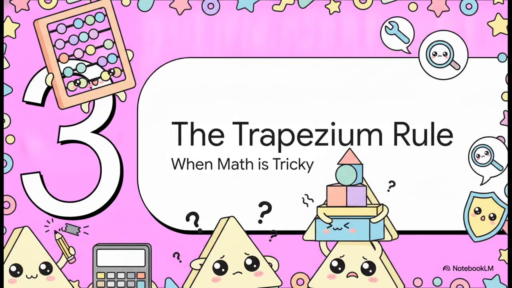Which brings us to Section 3, Estimating with the Trapezium Rule, when exact math gets tricky. This is a huge focus for us today.